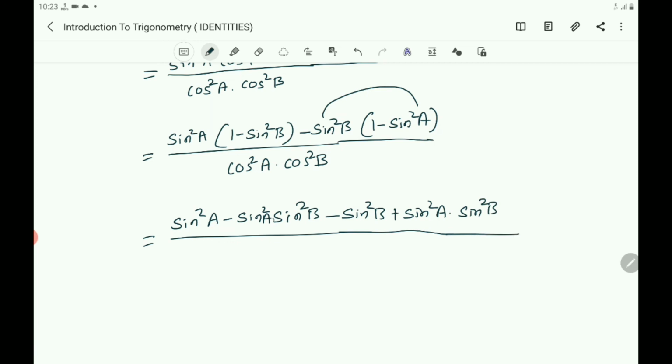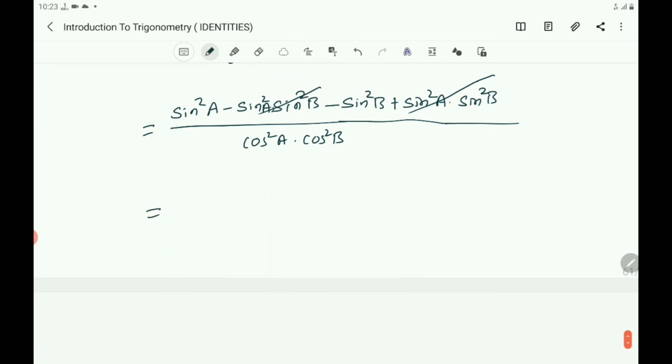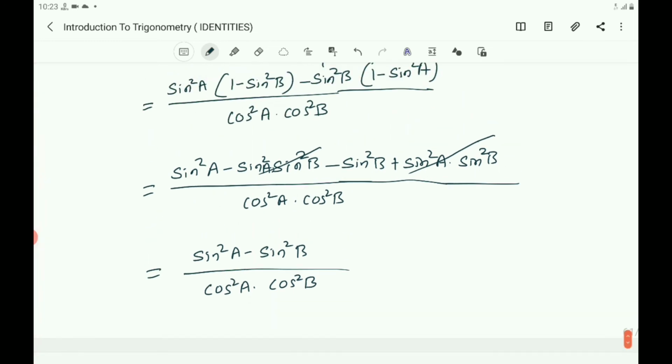Now you observe minus sin square A into sin square B and plus sin square A into sin square B cancel, and the denominator is cos square A into cos square B. Then what is remaining in the numerator is sin square A minus sin square B. So sin square A minus sin square B divided by cos square A into cos square B. What is there in the RHS? You got the RHS here.